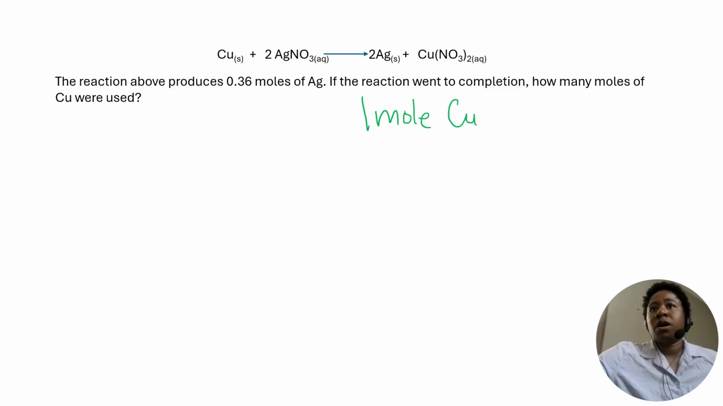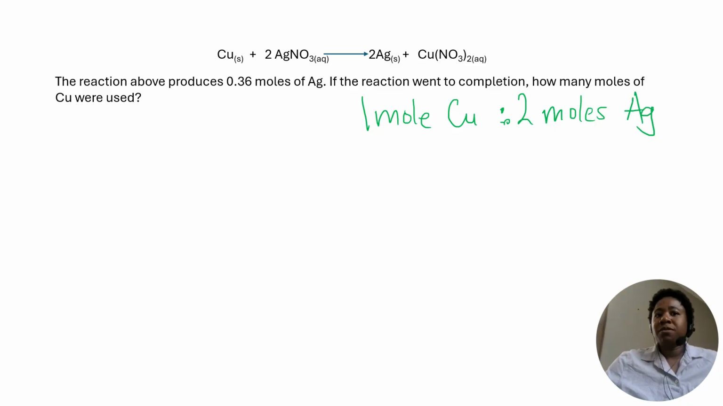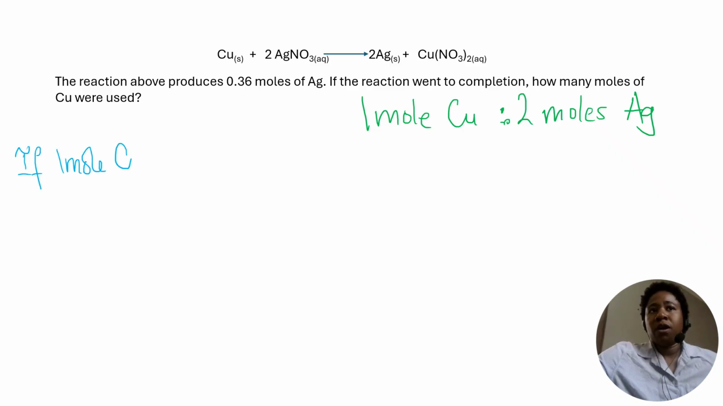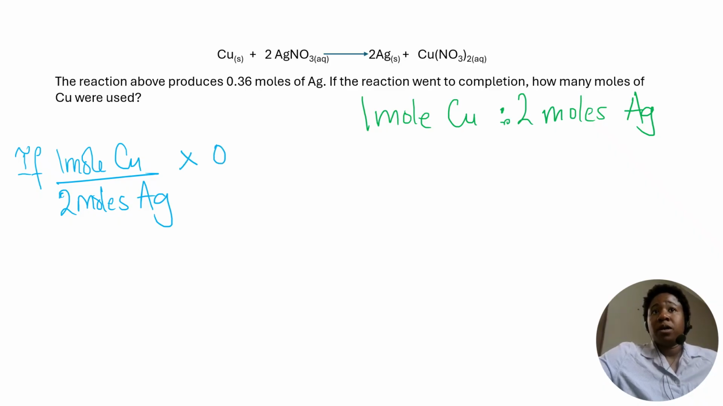So 1 mole copper, 2 moles silver. All right, so we could rewrite this mole ratio as a fraction to assist with dimensional analysis. So we know that if 1 mole of copper reacts to form 2 moles of silver, our unknown is we want to know how many moles of copper leads to the production of 0.36 moles of silver.